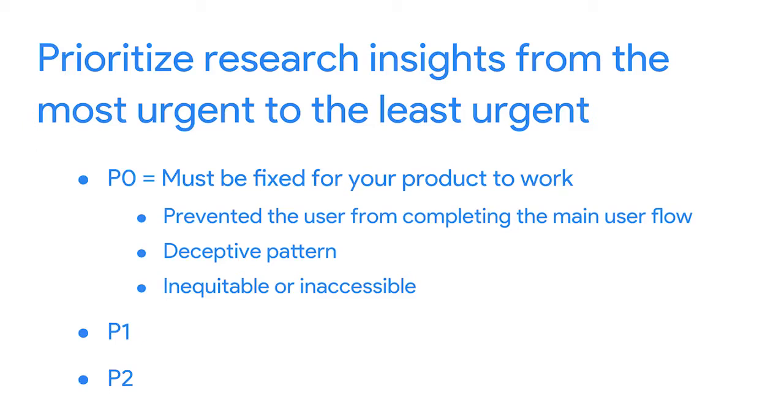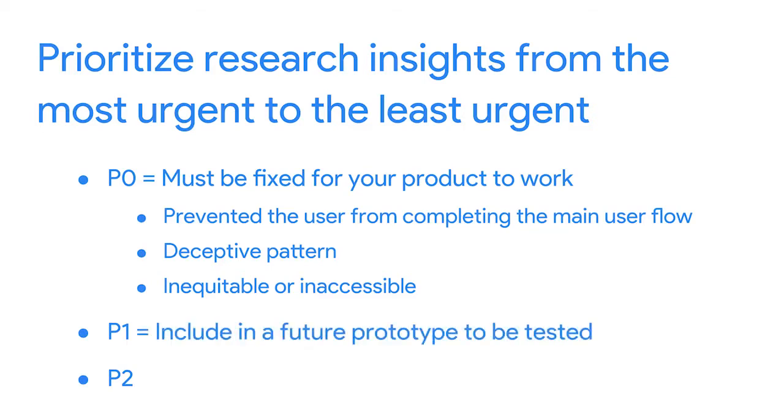Since participants shared this pain point, you could consider it as priority 1 or P1. One reason you might not consider it as a priority 0 is that even without the recurring appointment feature, the user can still complete the main flow in the app. You could reason that the extra ability to make a recurring appointment with a dog walker would improve the user experience, and therefore could be considered a P1 to include in a future prototype to be tested.